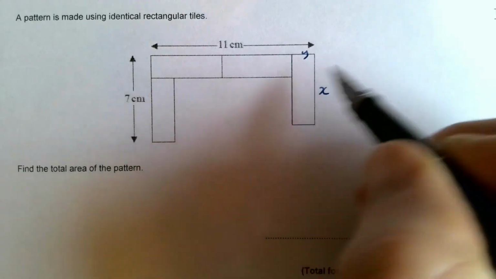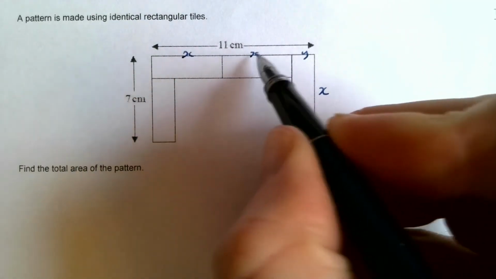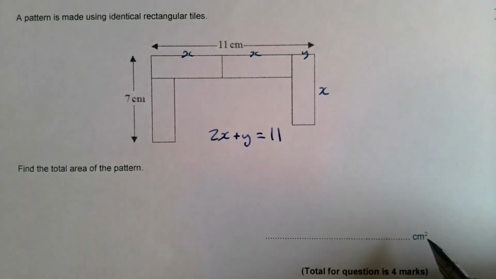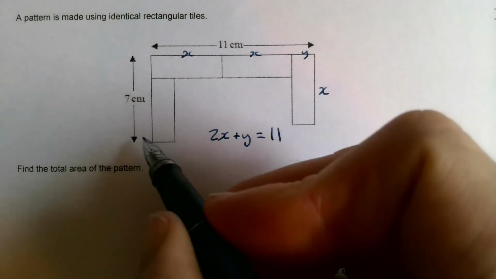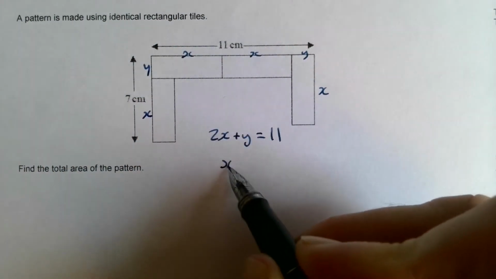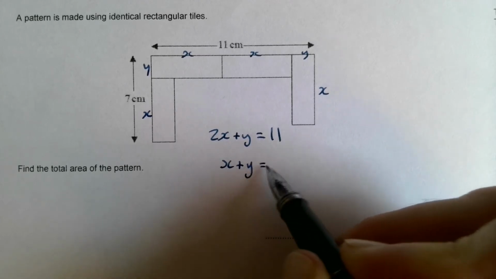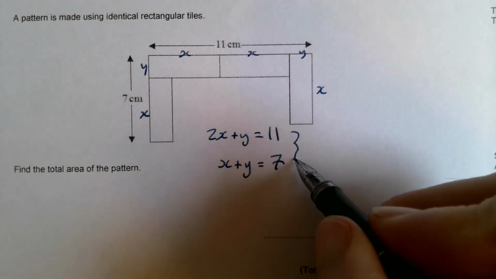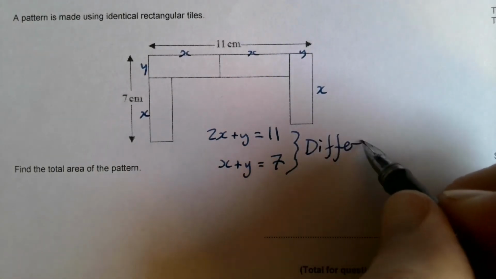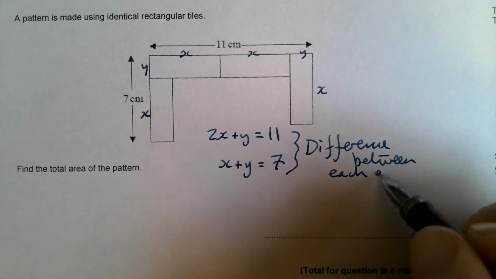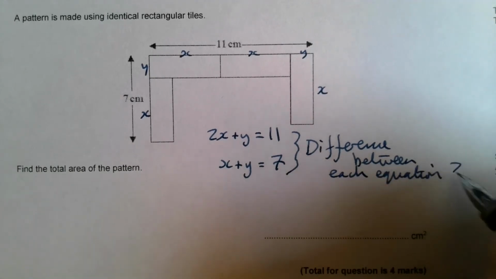what we do know is that we've got a length and a length there, so that means 2x plus y is 11 centimeters. Now this is something called simultaneous equations we're going to set up here. We also know that one length plus one width is 7. And now all we need to do is think about what is the difference between each equation and each side of the equation.